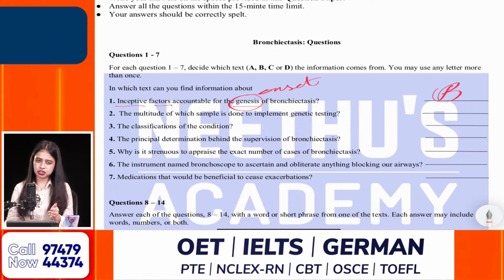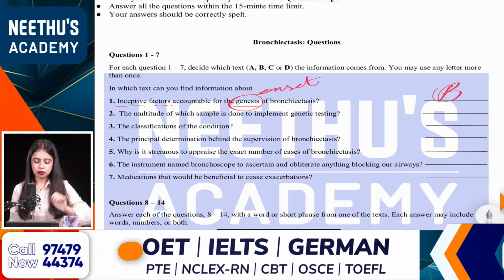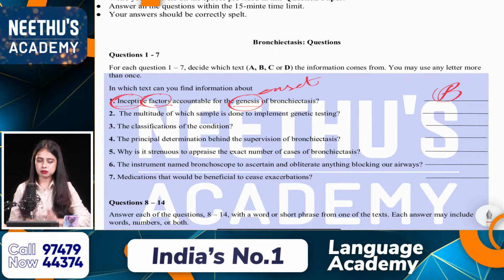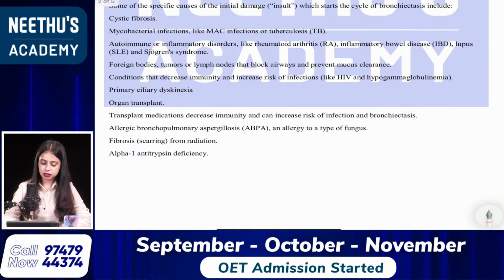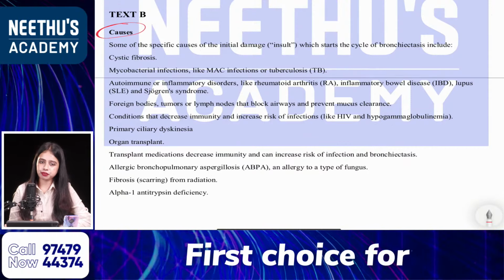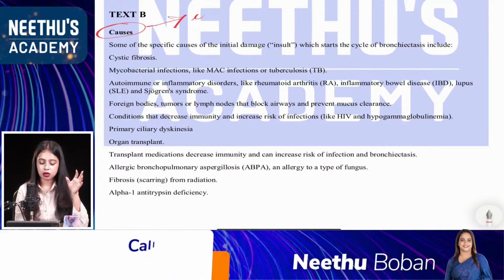Okay, so my next question: why text B? Why text B? Because the keywords inceptive, factors, onset, genesis. I know that my keywords are here in text B. So what are the initial factors? Initial factors that can be connected with causes.